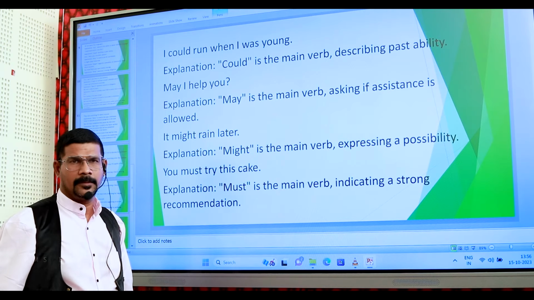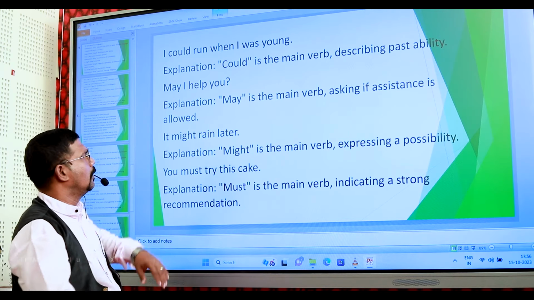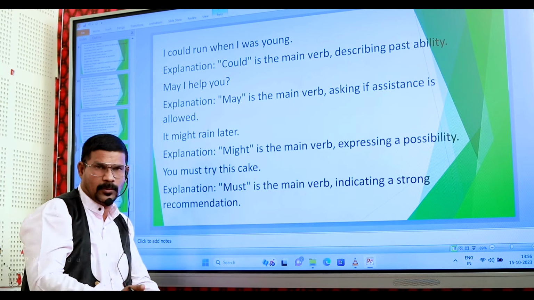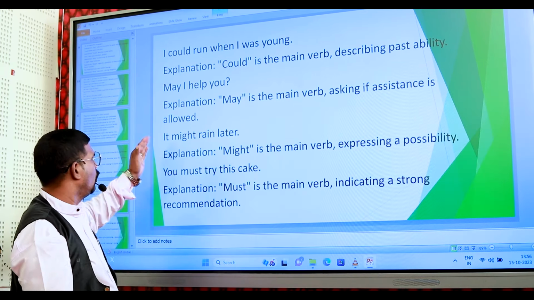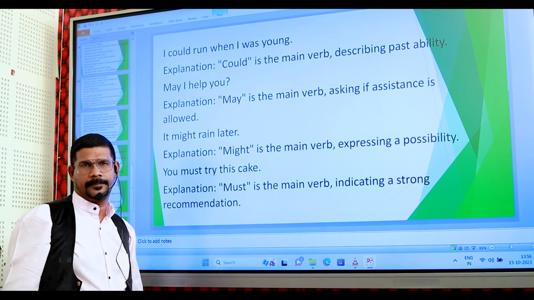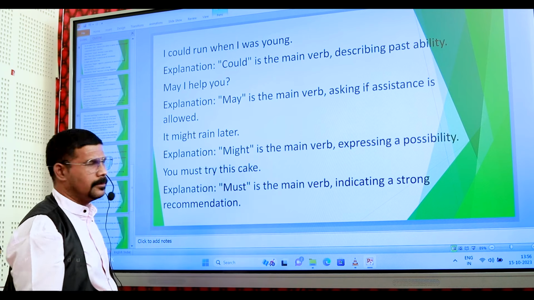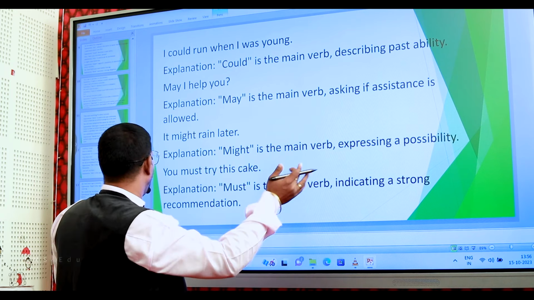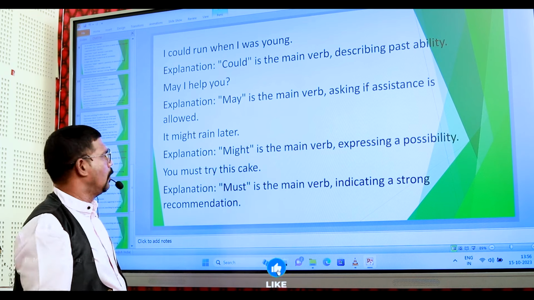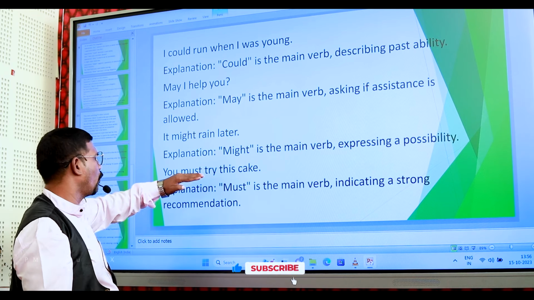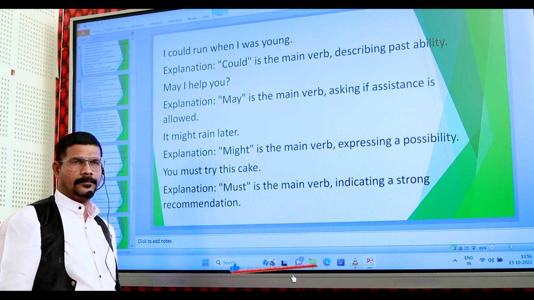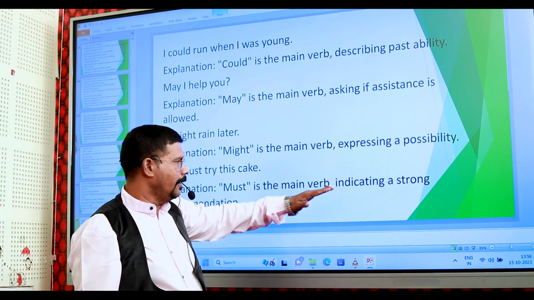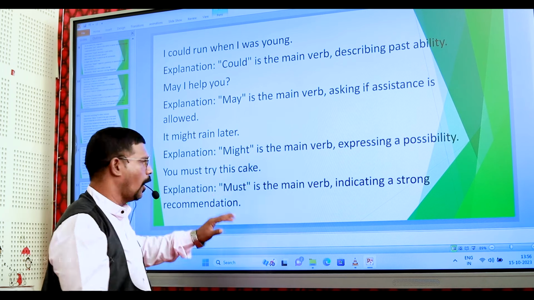May I help you? Explanation: may is the main verb asking if assistance is allowed. It might rain later. Explanation: might is the main verb expressing a possibility. And the next one, you must try this cake. Explanation: must is the main verb indicating a strong recommendation.